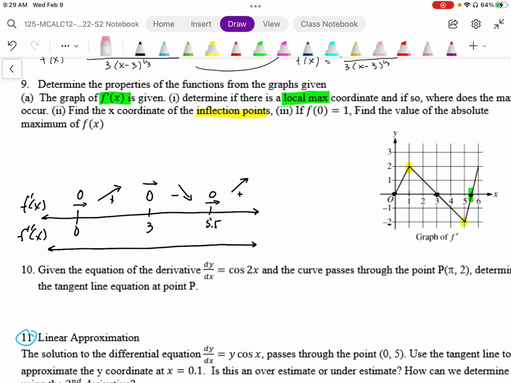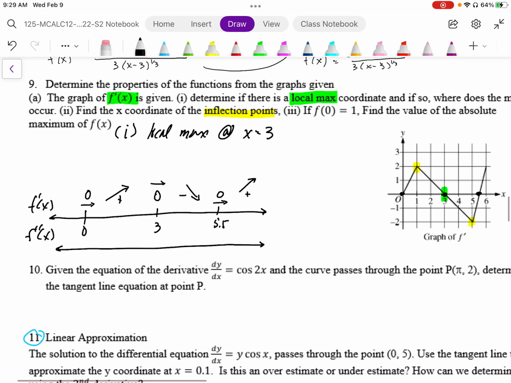Now, I want to find the local max. The local max is going to go from positive to negative slope, so the local max coordinate is going to happen here. It happens when we go from positive to negative slope, on that point on the graph. So for part 1, the local max is at x equals 3.